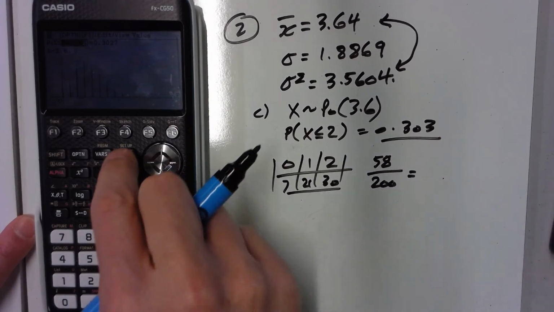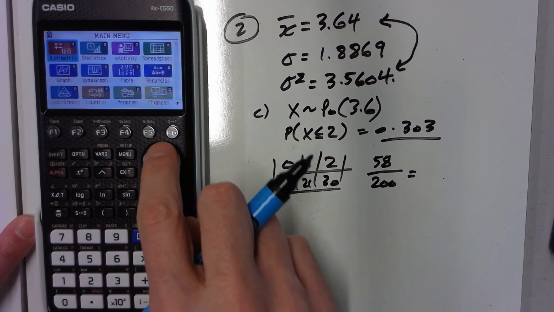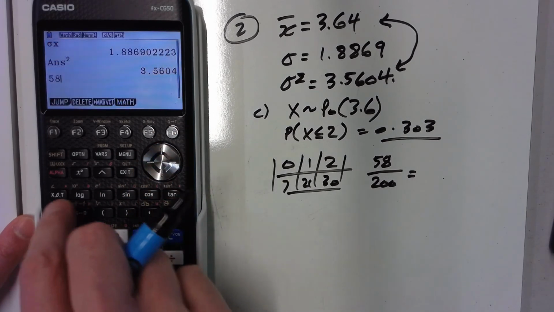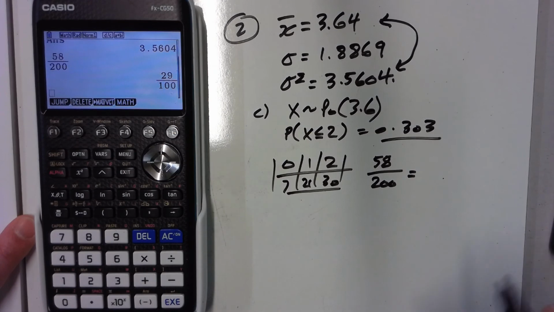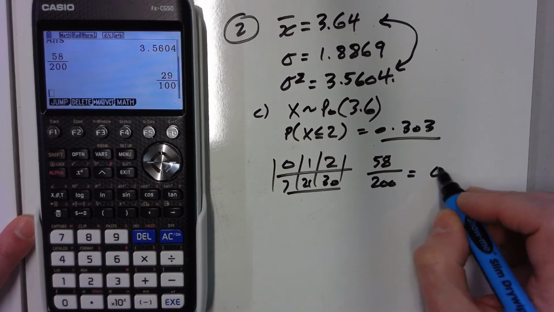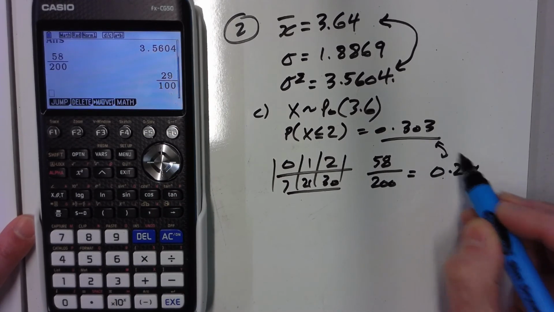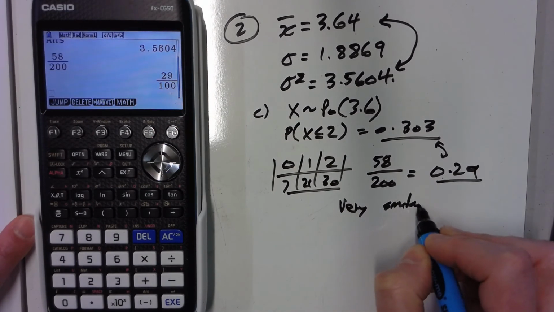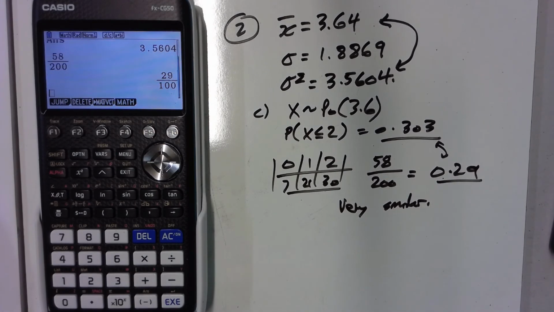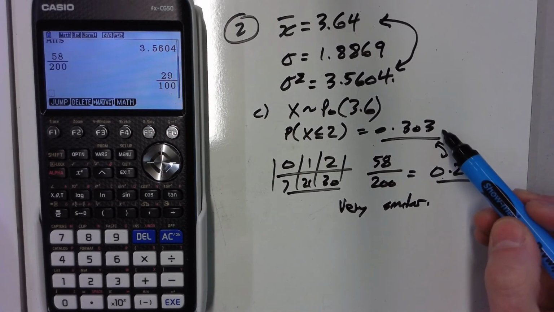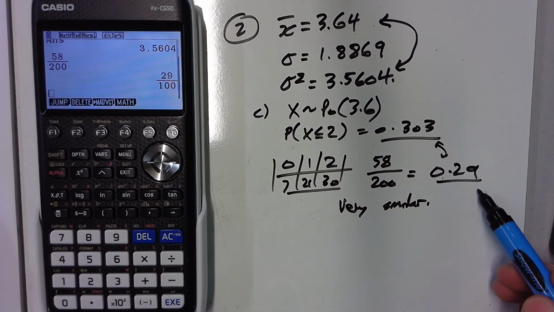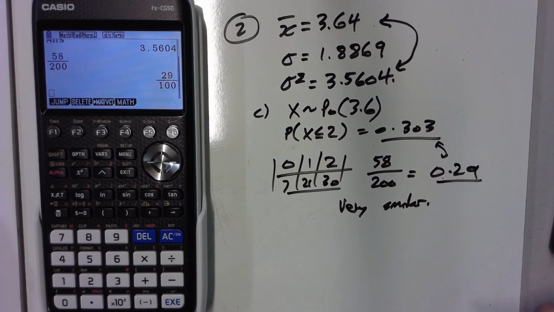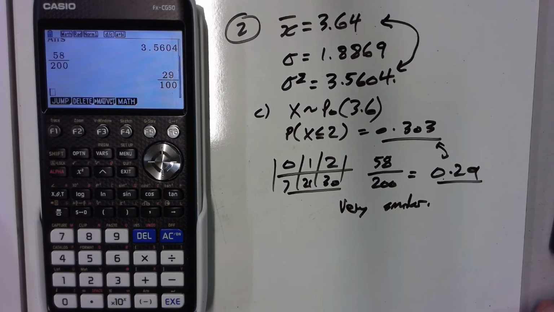What's 58 out of 200 as a decimal? It is 0.29, isn't it? So 0.29, compare that with the 0.3 you had before. It's very similar. So the model gives a probability of 0.303. The actual data gives a relative frequency of 0.29, and they're very close. So that is a good supporting piece of evidence to say that a Poisson is the right model for them.